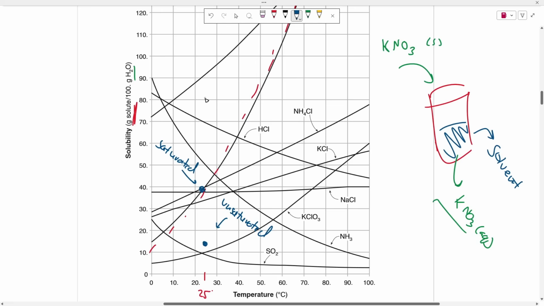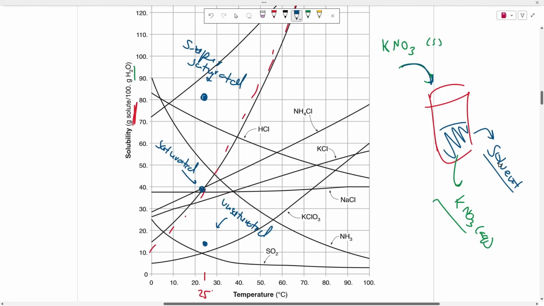And finally, if you have a point that's above this line, right, above your solubility curve for this specific substance, that means that you're supersaturated. So you've added too much, and now the salt or whatever solid you're adding is no longer dissolving because the solvent has dissolved as much as it can, right?